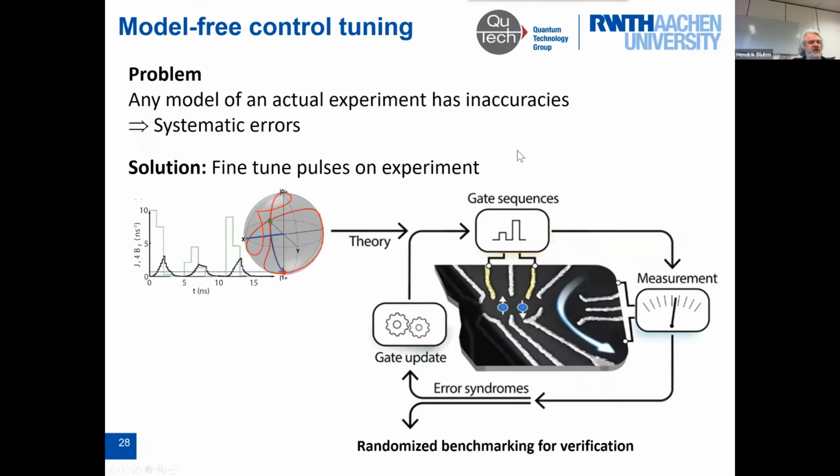All right, so let me continue here on the modeling. The approach we took here is to start with an open loop model, a qualitatively correct model which especially has realistic noise values, and compute an optimal pulse with optimal control theory. Then feed this into an experimental optimization loop, execute some gate sequences, and perform measurements that tell us how these gates perform. Based on these, what we call error syndromes, so these average measurement results, we update the gates until we are happy with the outcome, and then do randomized benchmarking as an independent verification.